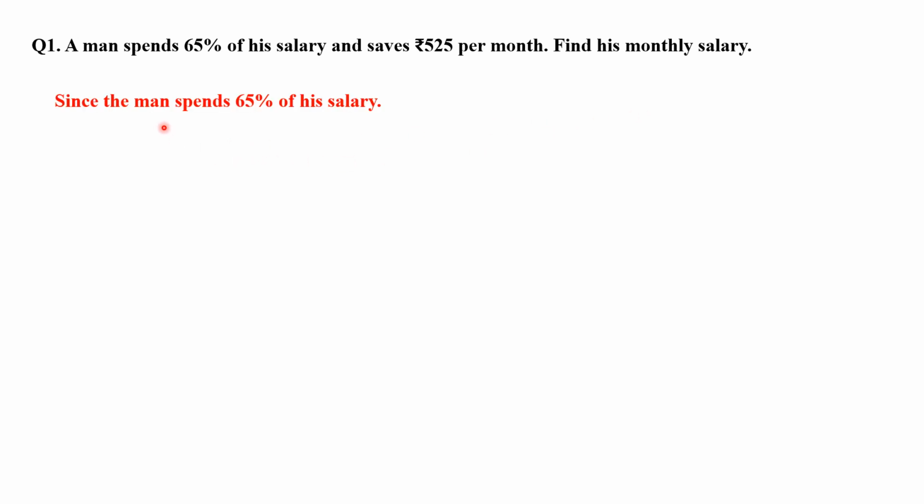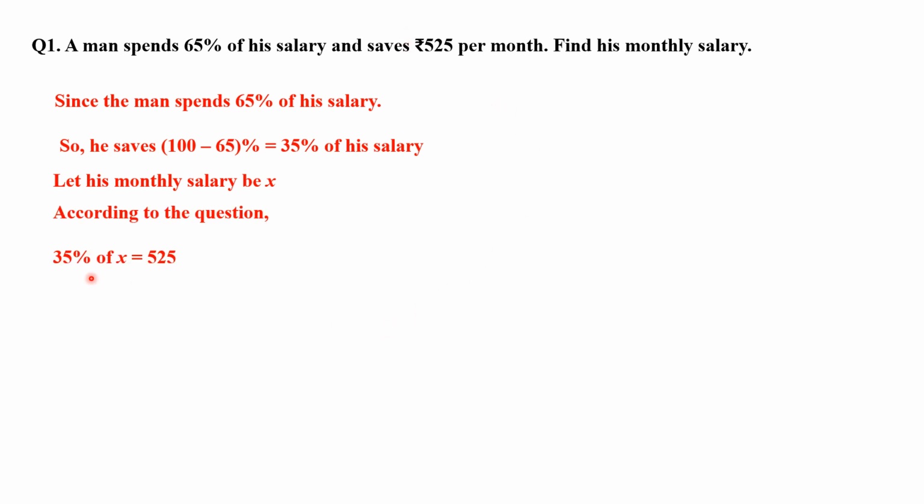Here it is given the man spends 65% of his salary, so the percentage of salary which he is saving will be 100 minus 65%, meaning 35% of his salary he is saving, and that amount is given as 525 rupees. So I can write, let the monthly salary be X. So 35% of X is 525. According to the question, 35% of X is equal to 525, and if I solve it, I will get the monthly salary.